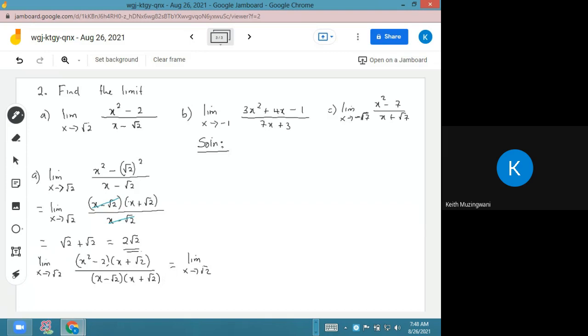So we'll have x. In fact, we can leave the numerator like that. The effect should come from the denominator. And then the denominator is going to be x squared minus 2. Wonderful. Then this and this will cancel. So we'll have root 2 plus root 2, which is equal to 2 root 2.